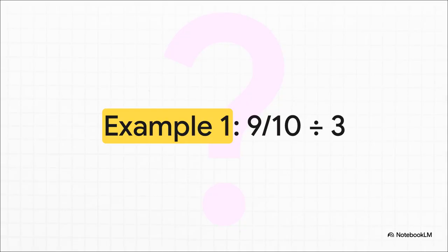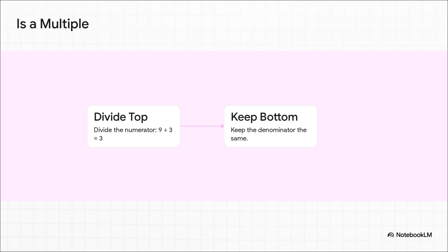Take 9/10 divided by 3. Here, 9 is a perfect multiple of 3. When that happens, just divide the numerator by the whole number and keep the bottom completely identical. 9 divided by 3 is 3. That gives us 3/10 instantly. It really is that quick.